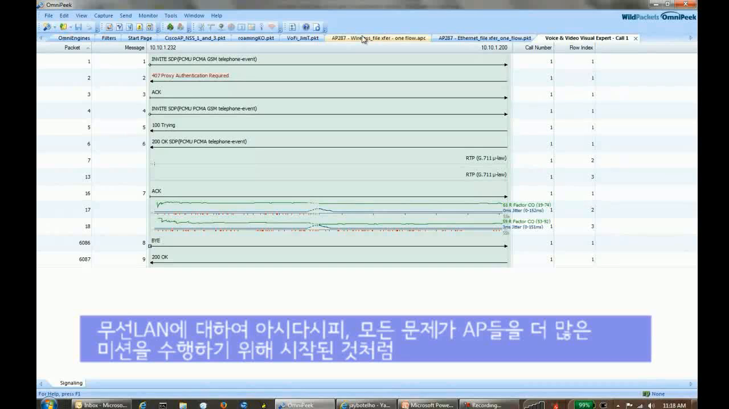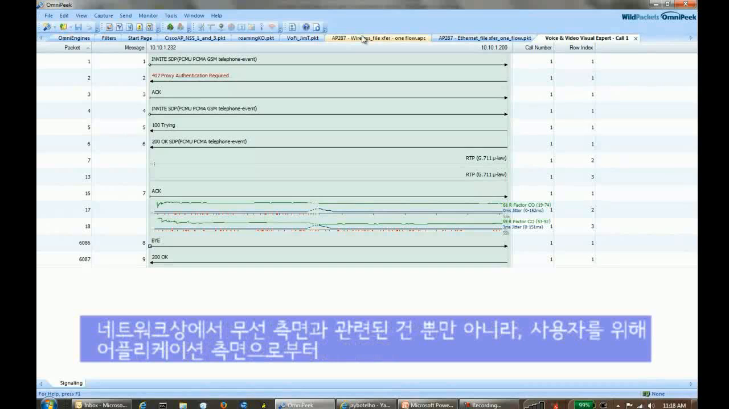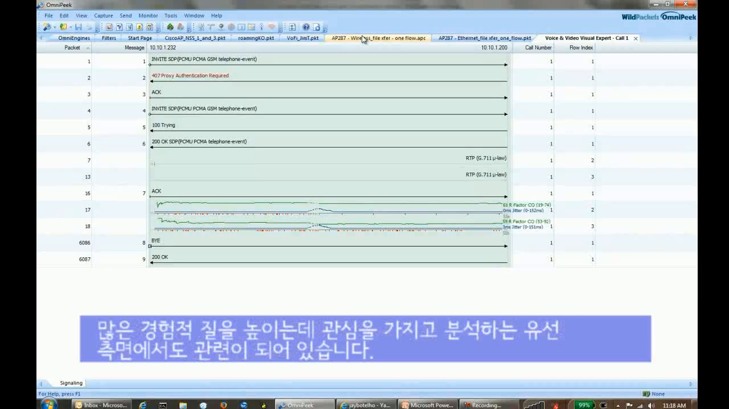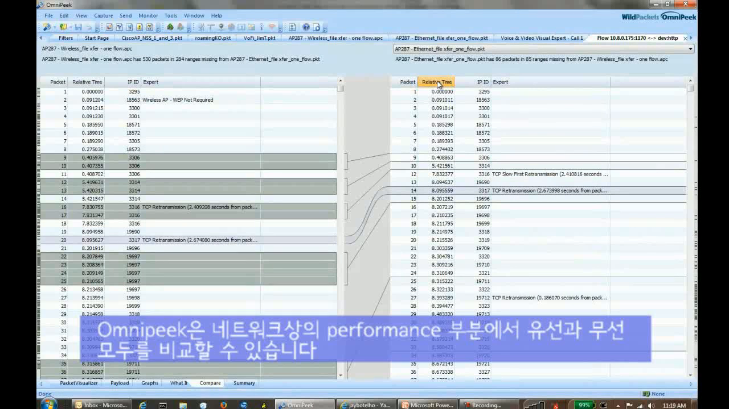As you know, with wireless LANs, not all problems are related to the wireless side of the network. As we begin to run more mission-critical apps on our wireless LAN, we're interested more in the quality of experience from the application perspective for our users, and that involves analyzing both the wired and the wireless side of the network. OmniPeek is able to do that by comparing both the wired and wireless side of the network in terms of performance.